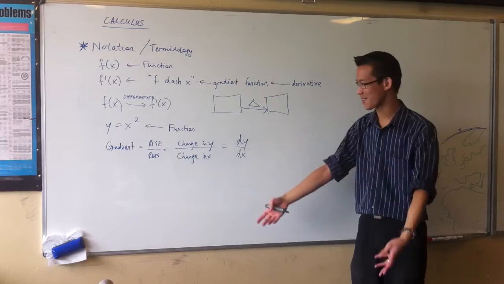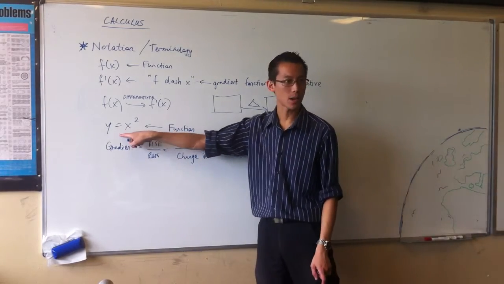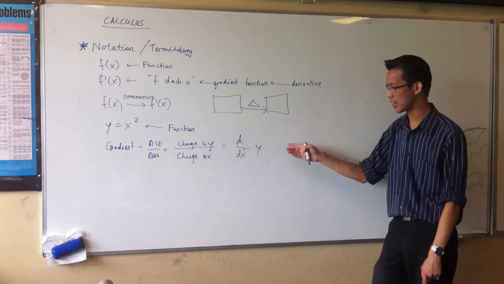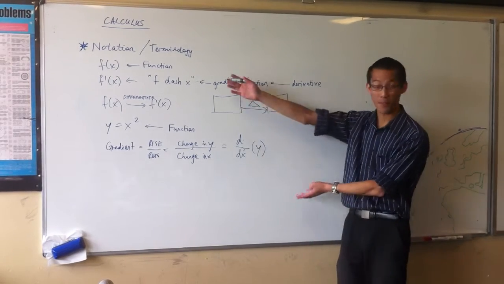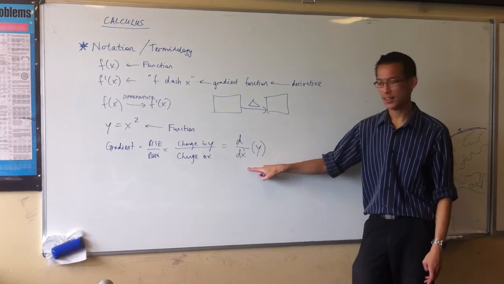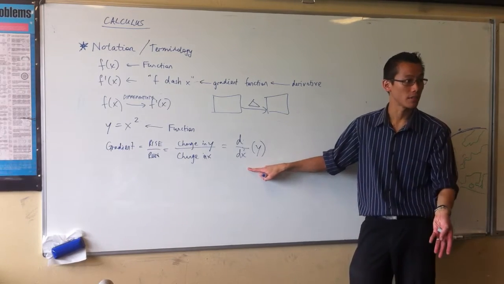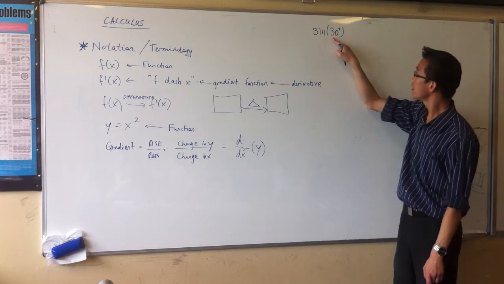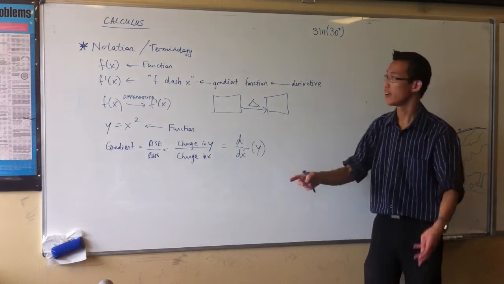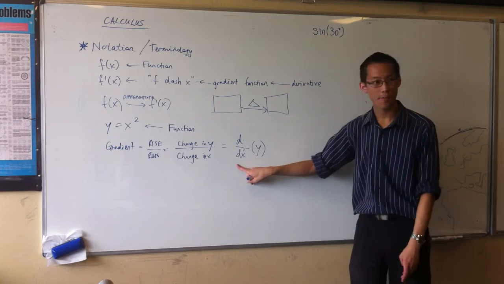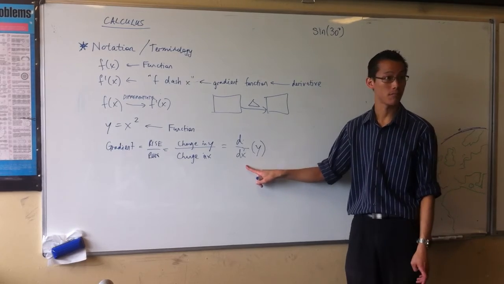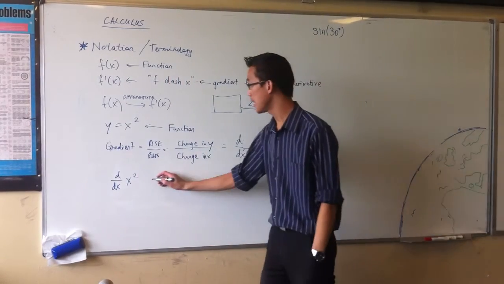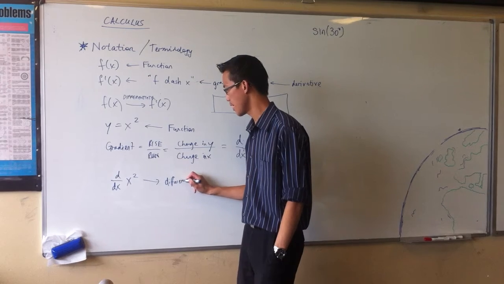But let's make this a little more precise. This y is actually equal to something in terms of x. So I can write this putting that y out over here. So y is the function I'm differentiating, and d on dx is the process of getting the gradient function, differentiating. It's a bit like when you see sine of 30 degrees. 30 degrees is the thing that you're doing an operation on, and sine is the operation. Well, if you want to differentiate y, you put a d on dx at the front. So for instance, I could write d on dx of x squared. That would mean differentiate x squared.